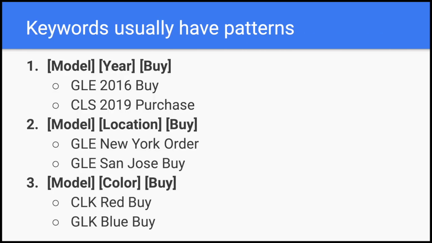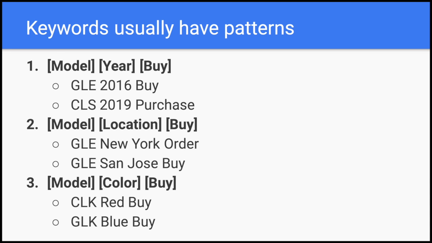So to do that, you need to understand what variables you have inside the pattern. A keyword with a variable is called a recipe. For example, model, year, buy. In case we're selling Mercedeses, this recipe stands for all possible models multiplied by all possible years and multiplied by all possible ways of saying buy.